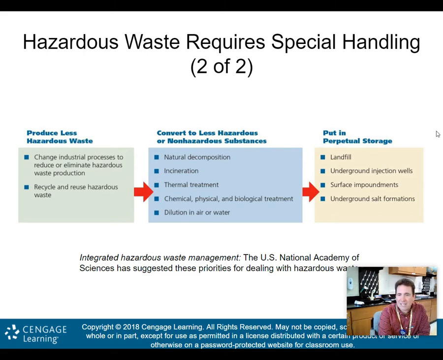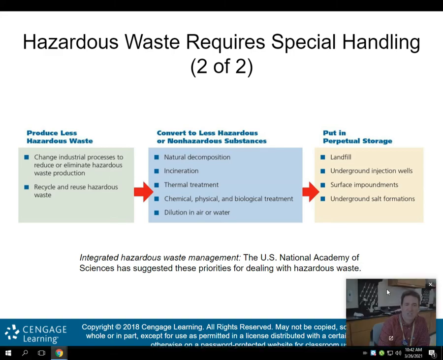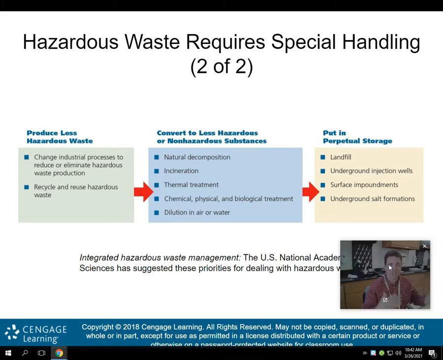All right, the U.S. National Academy of Science has suggested these priorities for dealing with hazardous waste. Produce less waste, number one, or at least less hazardous waste. Change industrial processes to reduce or eliminate hazardous waste production, and then recycle and reuse any hazardous waste that has been produced. So manufacturing plants need to figure out a way to reuse and recycle the hazardous waste that they have produced.